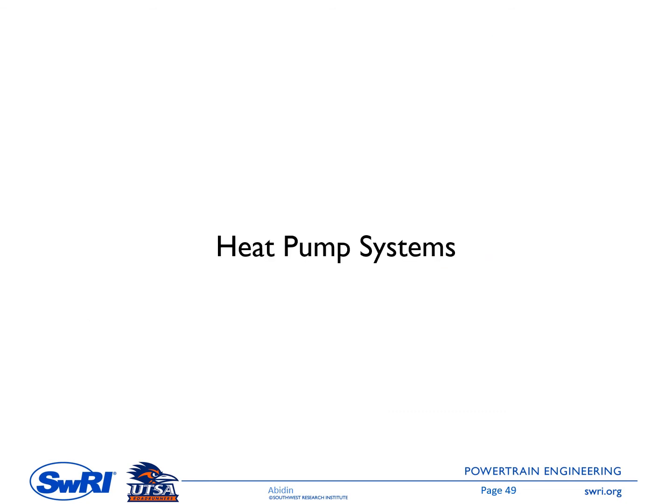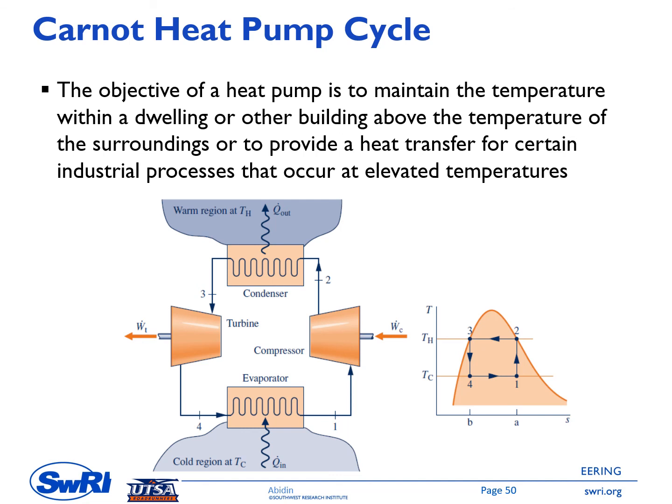The last topic of this chapter is heat pump systems. The objective of a heat pump is to maintain the temperature within a dwelling or other building above the temperature of the surroundings, or to provide heat transfer for certain industrial processes that occur at elevated temperature. Left side here is the schematic of the heat pump cycle. So we have evaporator, compressor, condenser, and turbine. If you compare this schematic with the one for the refrigeration system, they are exactly the same.